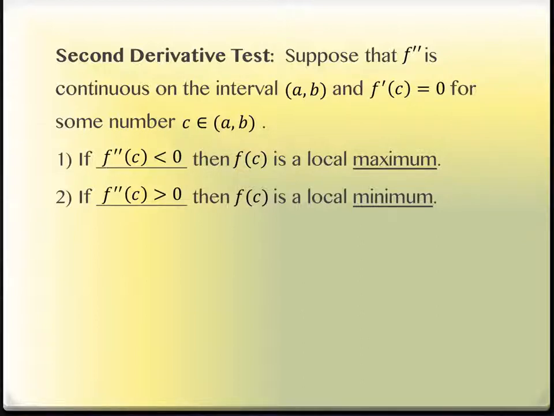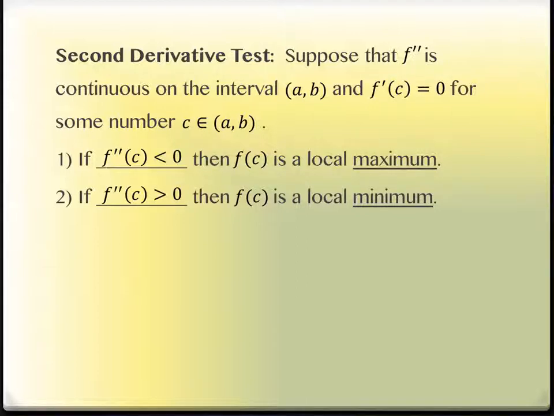That's what that says, right? If f prime of c is equal to 0, it makes c a critical point. Then that critical point is a local maximum if the second derivative is negative there. And that critical point is a local minimum if the second derivative is positive there.